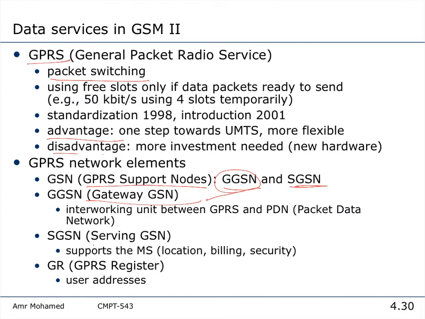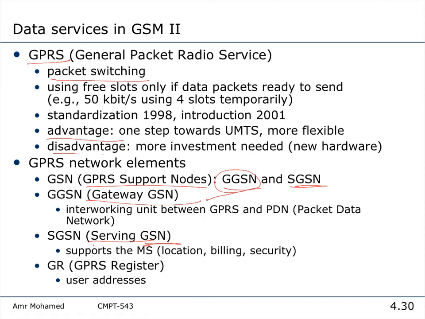This is called the serving GPRS support node. The serving support node corresponds to the MSC. So you have one mobile station which is supported by one SGSN. And this one has the functionality of both the MSC and the operation subsystem. So all the authentication for the mobile stations within GPRS, all the billing, all the mobility issues, everything is handled by this serving GPRS support node.